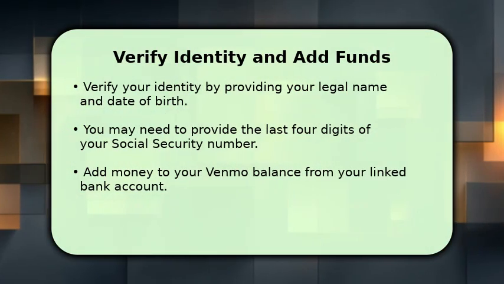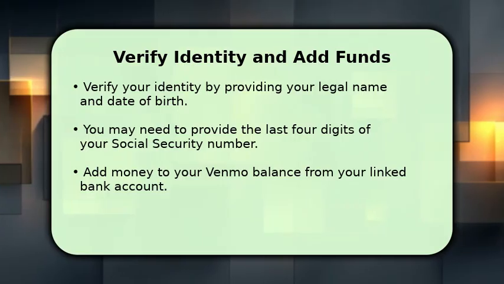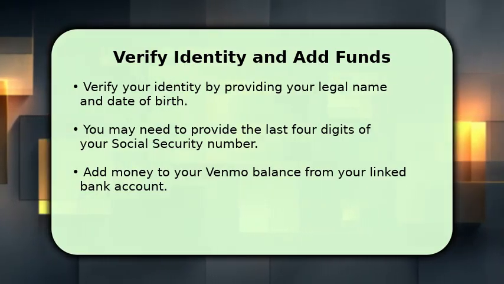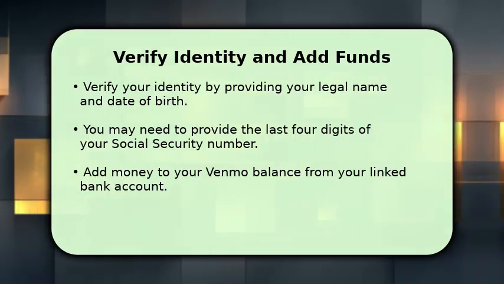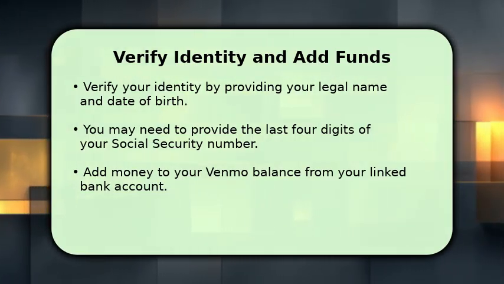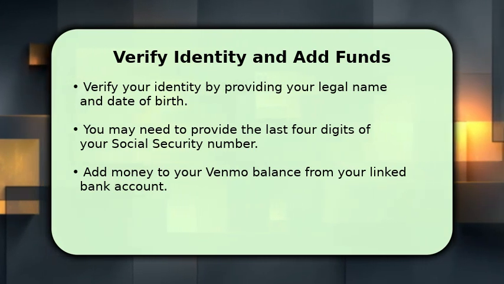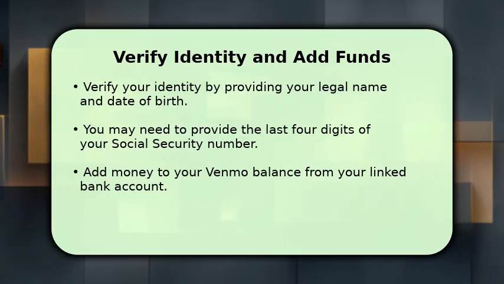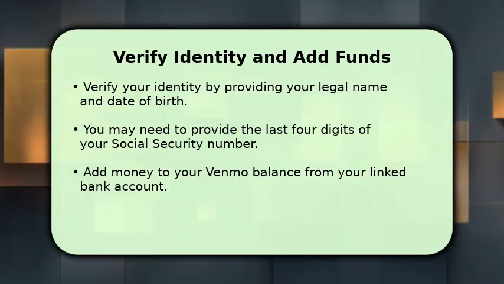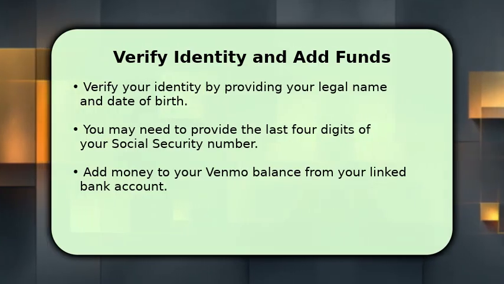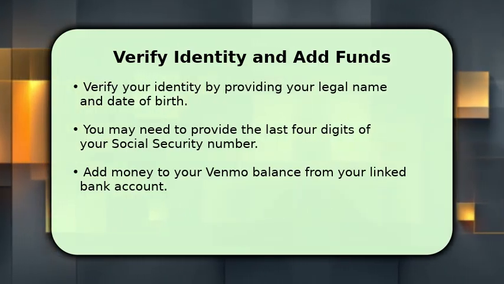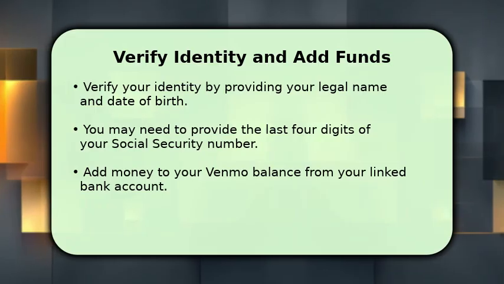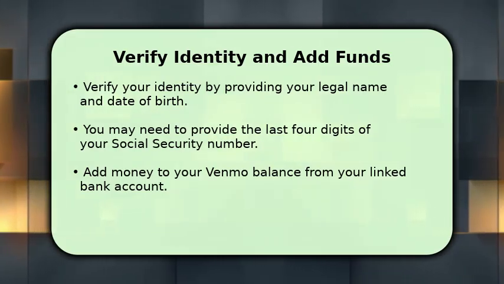To fully utilize Venmo, you will need to verify your identity. This usually involves providing your legal name, date of birth, and sometimes the last 4 digits of your social security number. This helps ensure security and compliance. Once verified, you can add money to your Venmo balance directly from your linked bank account, making it ready for transactions. This process typically takes a few minutes to complete.